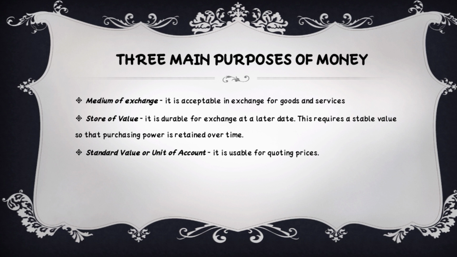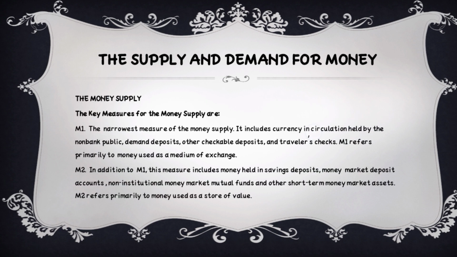Second is the store of value. It is durable for exchange at a later date. This requires a stable value so that purchasing power is retained over time. And lastly, standard of value or unit of account. It is usable for quoting prices. Those are the three main purposes of money.